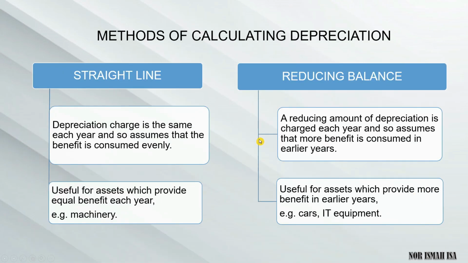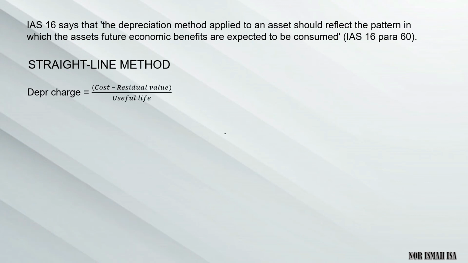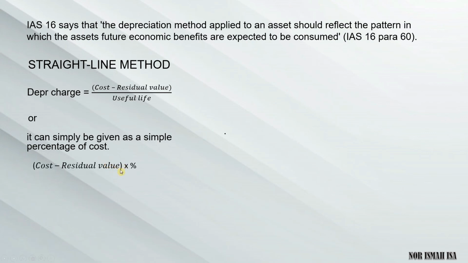So this is the method that you are going to learn. One is straight line method, another one is the reducing method. As for the straight line method, the question gives you the cost, residual value, and useful life. You use this formula, which is depreciation charge equal depreciable amount divided by useful life. So the depreciable amount is the cost minus residual value. But if the question only gives you the percentage of the depreciation, you just multiply the percentage with the depreciable amount. The depreciable amount is the cost minus residual value.